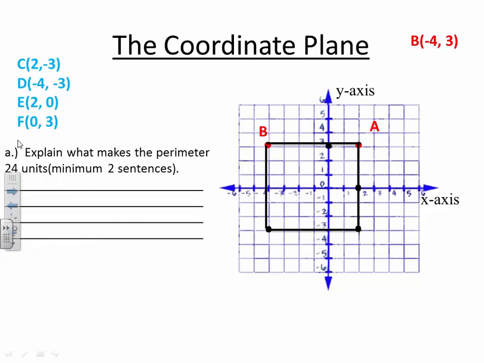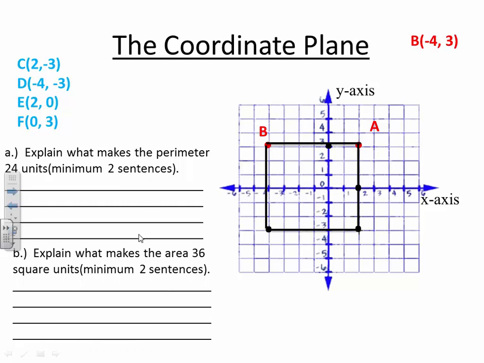And I have 2 questions for you. These are going to be for homework. The first one says, what makes the perimeter 24 units? So I'm telling you the perimeter is 24. You don't even have to figure it out. I want 2 sentences telling me how you know that. Be specific. And I want 2 more saying, why is the area 36? I'm telling you the area is 36. I want you to explain to me how come.